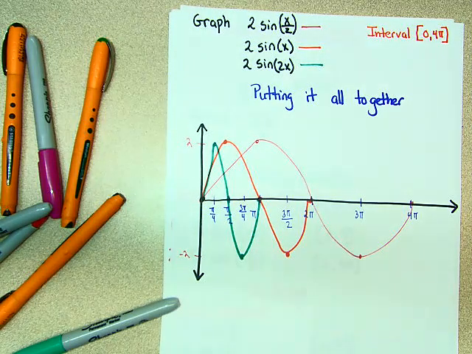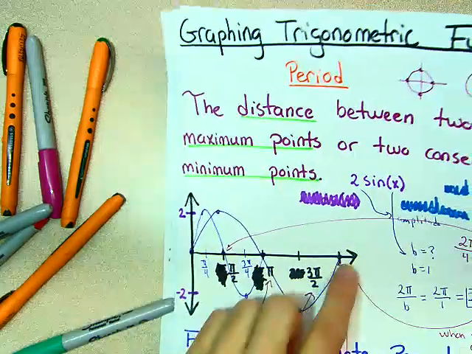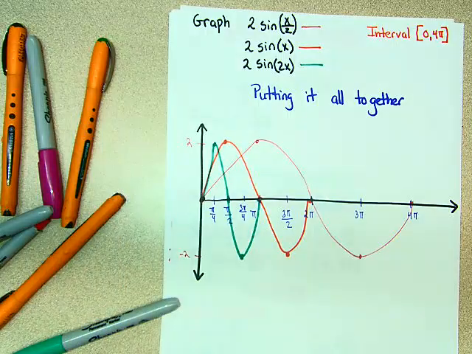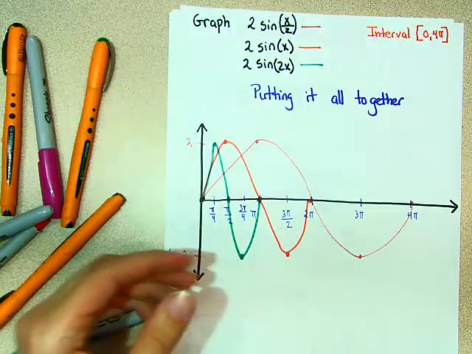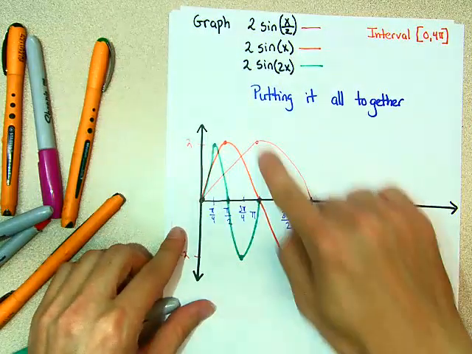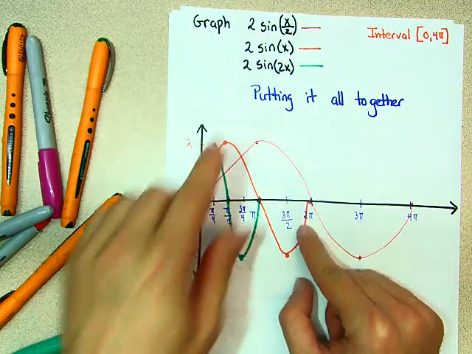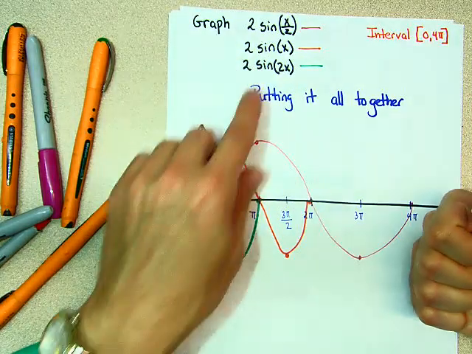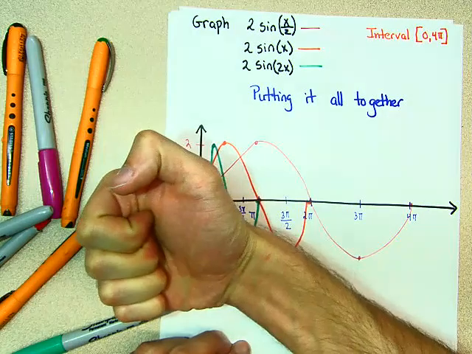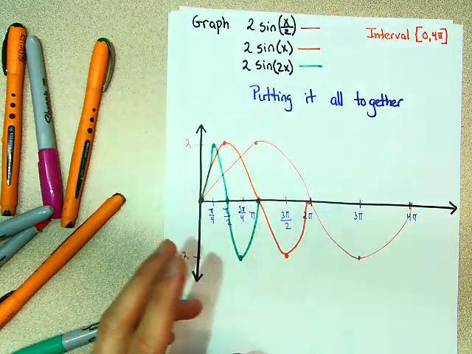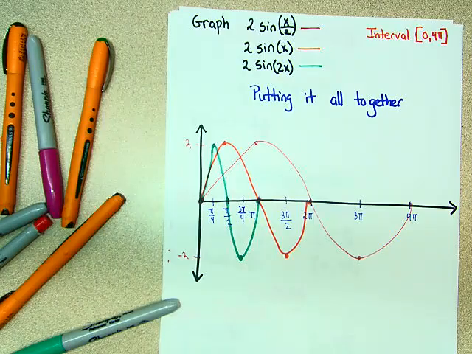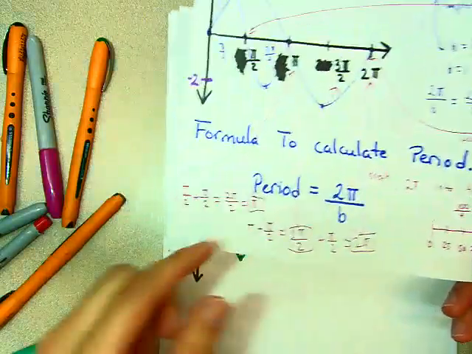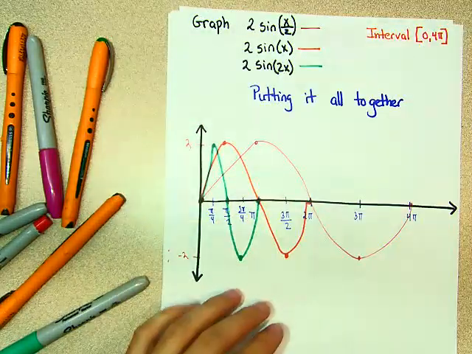Notice that we took the original 2 sine x, we took this 2 sine 2x, and we took this one here, and we just put them all on the same graph. And notice, the orange represents the original. This 2 sine x over 2 is pulling it out. And this 2 sine 2x is pushing it in. Okay, so you're changing what we call the period of a function. Okie dokie. So this was period, and this was the lesson.